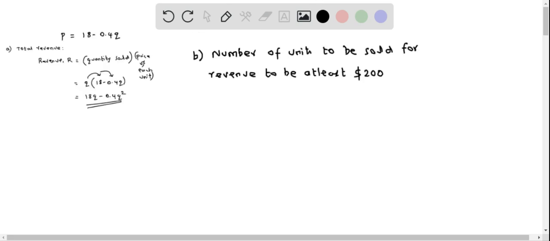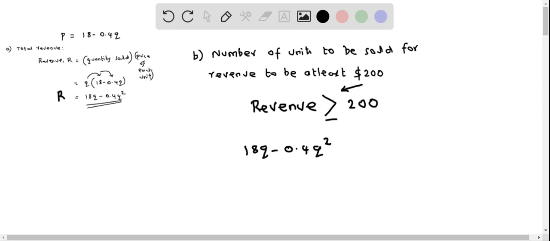In part B, we determine the number of units to be sold so that the revenue must be at least $200. So here I'm going to set up this inequality, that is, revenue must be at least $200. So in inequality, we use this greater than or equal to 200. This inequality satisfies that the revenue must be at least $200. Now we substitute the value of the revenue equation, which we found in part A. The revenue equation R is 18Q minus 0.4Q squared. This has to be greater than or equal to 200.